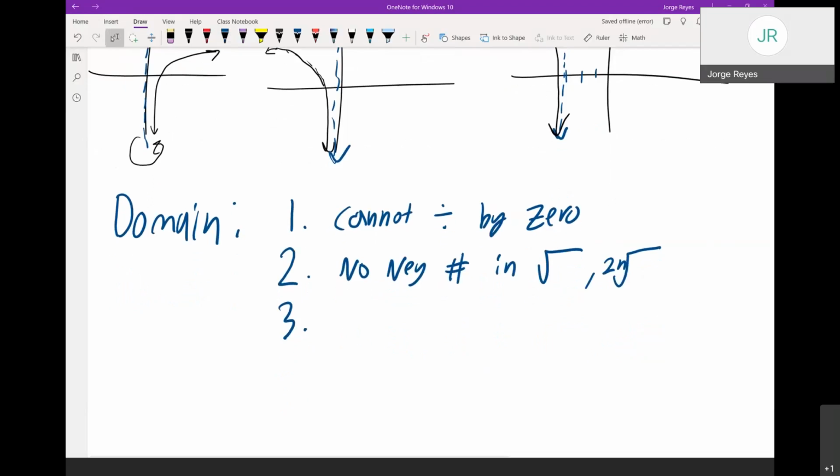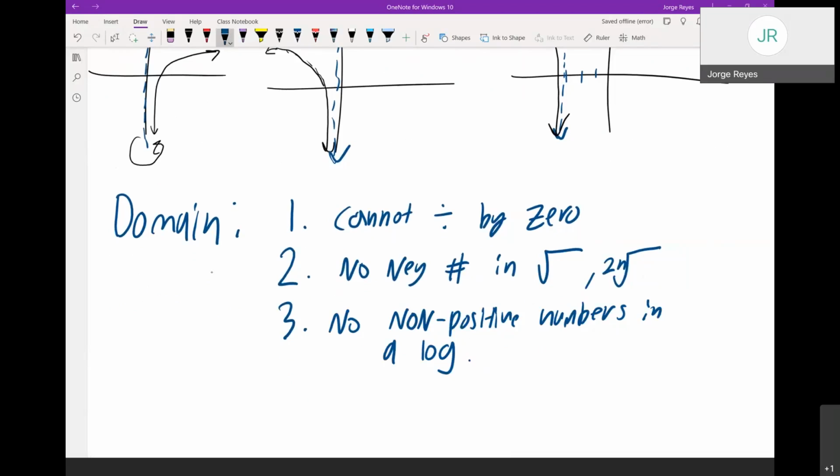And the third one is the one I just introduced. So no, and I'm going to say it weird. I'm going to say no non-positive numbers in logs. Okay, in logs, not in a log.